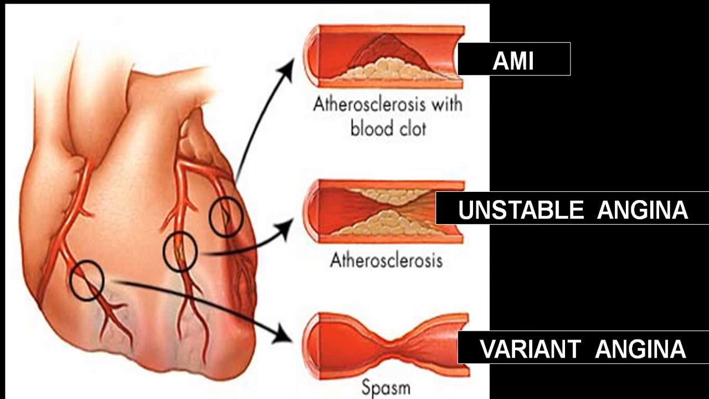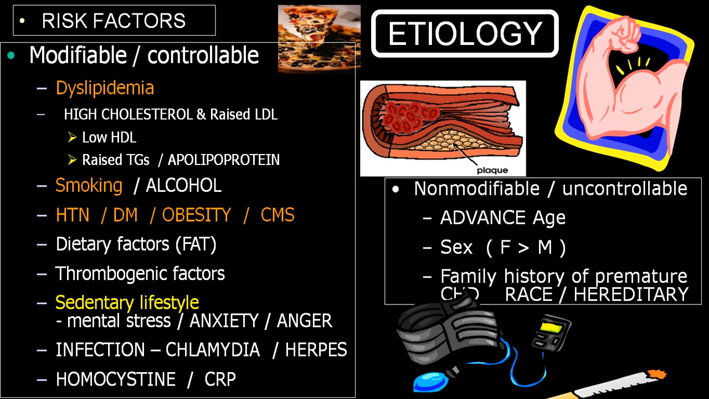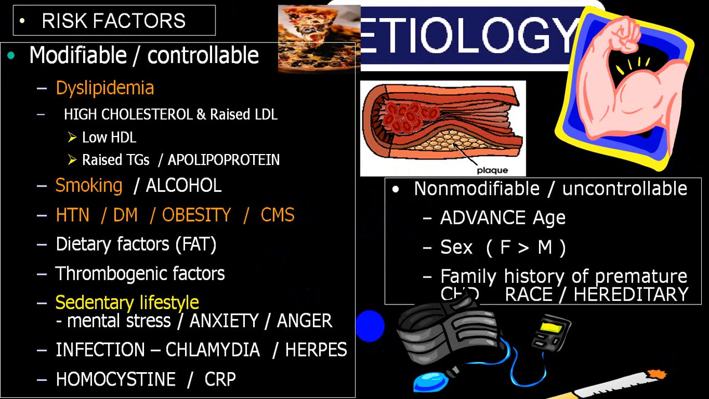And if it occludes small vessels, it causes a subendocardial infarct, which we call non-STEMI. And when it occludes epicardial vessels, the big vessels, then it will lead to transmural infarct or Q-wave MI, which we call STEMI. The basic etiology of atherosclerosis, the modifiable and non-modifiable causes, we have discussed in the chapter of atherosclerosis, so I am skipping this particular slide. You can go through it in that chapter.